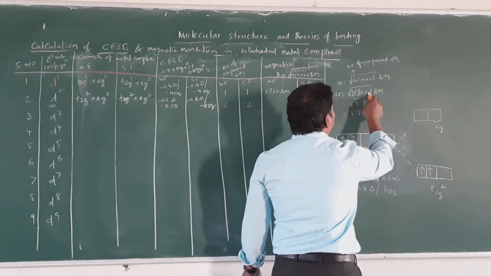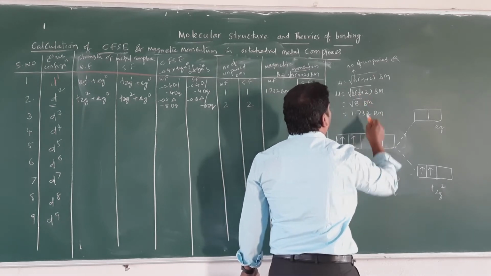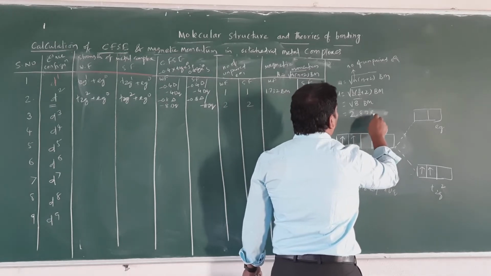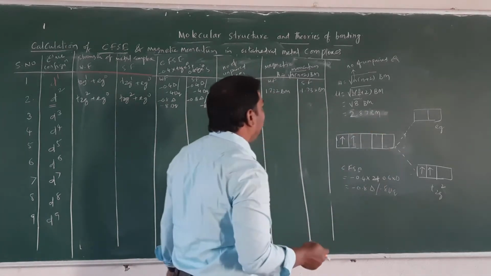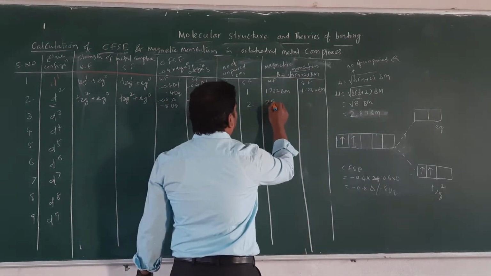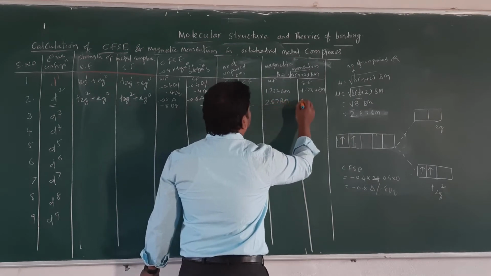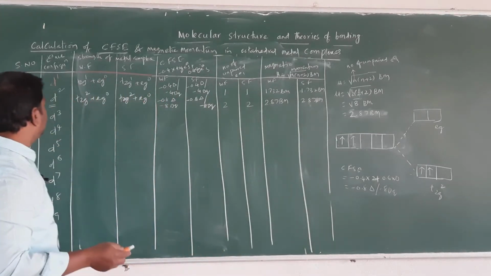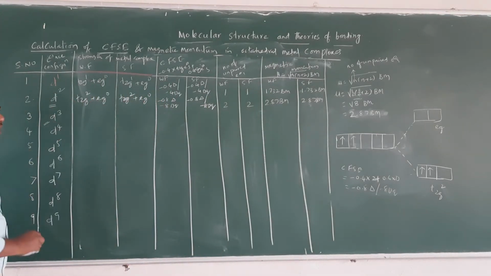So 2 plus 2 is 4, 4 into 2 is 8. So therefore here root 8 Bohr magneton, the value is equal to 2.87 BM. This value is the same for weak field metal complexes and strong field metal complexes. Clear? Right. So next we will move to the D3 configuration.